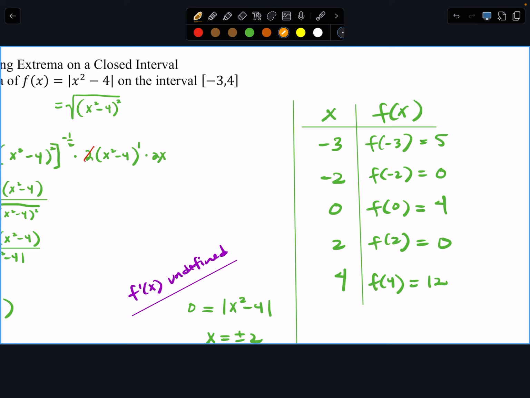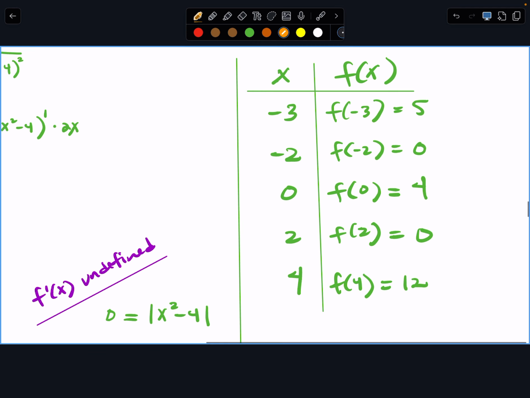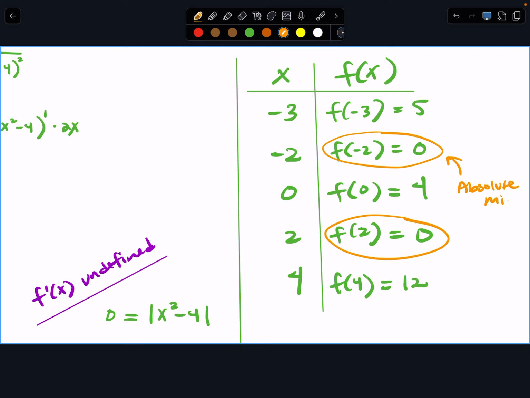Okay. So then identifying, well, what's the smallest value? What would our absolute minimum value be? 0. And it occurs at 2 different points. That's okay. The minimum value is 0. It just occurs in 2 different locations. And then the absolute maximum will be 12.